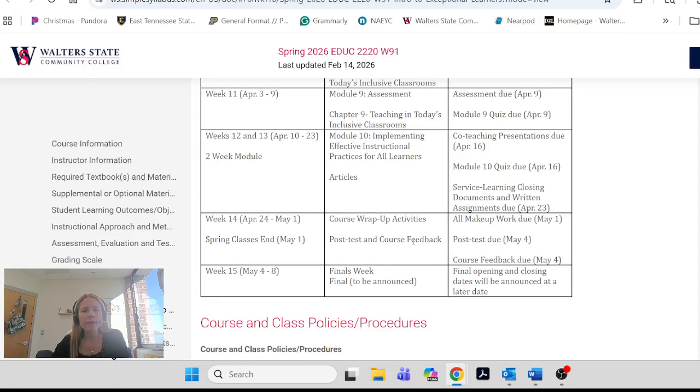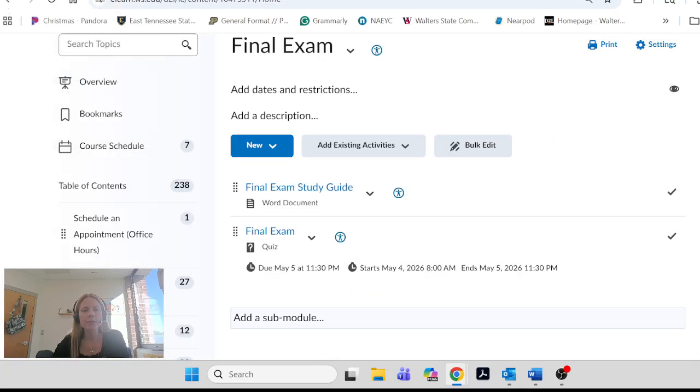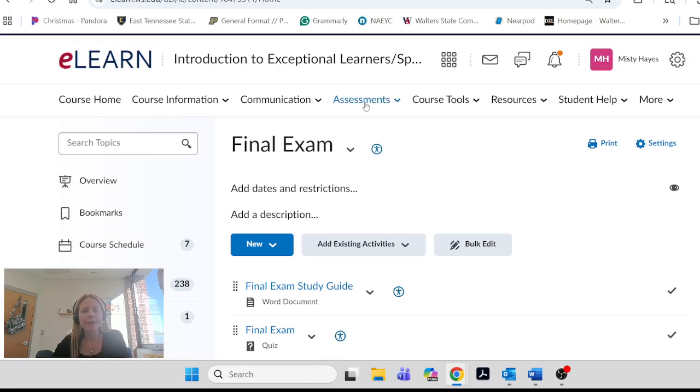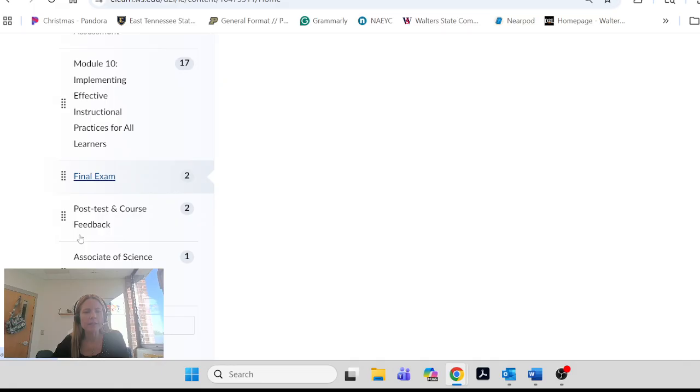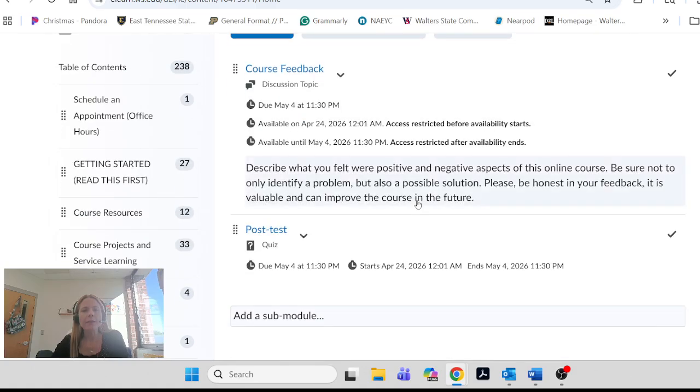The other thing that we were talking about in terms of course wrap up is what we call your post test and your course feedback. All of that is going to be in the course for you under Table of Contents. There's a section underneath Final Exam that says post test and course feedback. That would be the easiest way. I already have it available for you, so when you're watching this, it's probably already open. It will close on May the 4th, so that gives you a little bit of time to get that done.